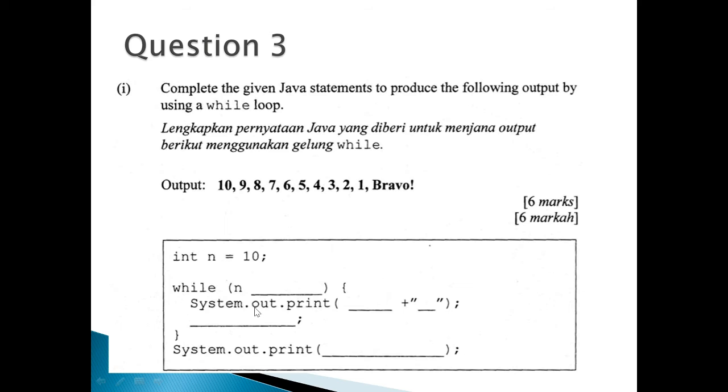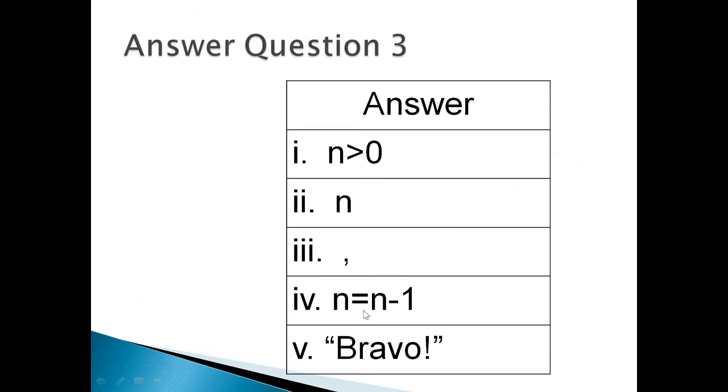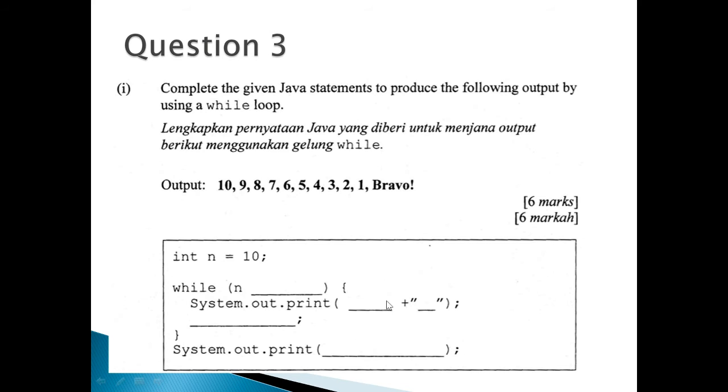Okay, and then System.out.print n. Kita nak keluarkan comma. Kita print tadi n, kita keluarkan comma. So sini ada comma lah. And then the decrement is n equal to n minus 1 sebab dia menurun. n equal to n minus 1.